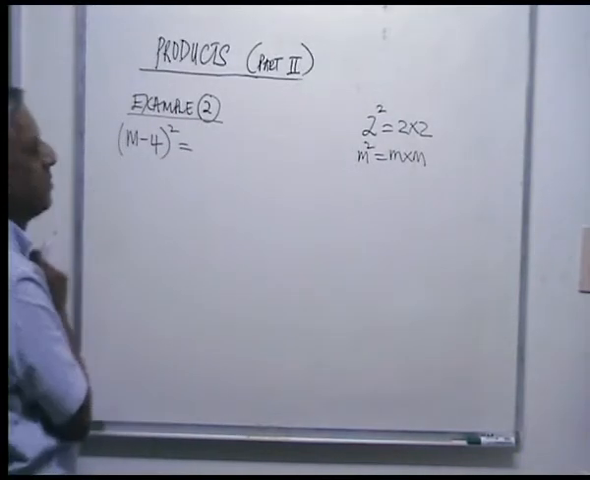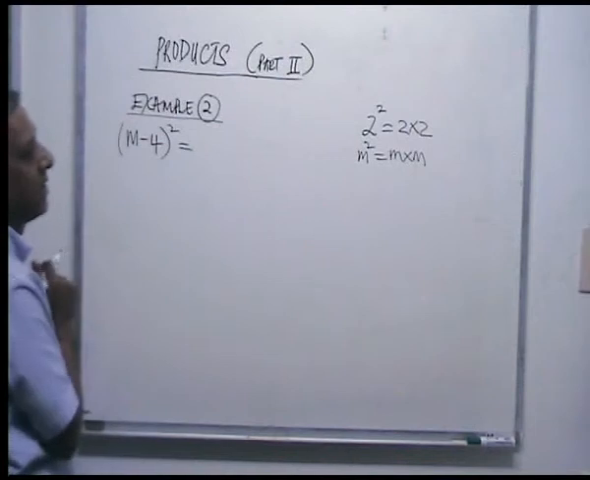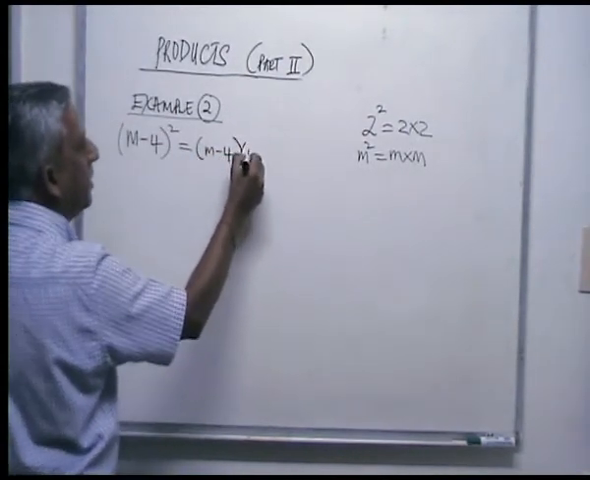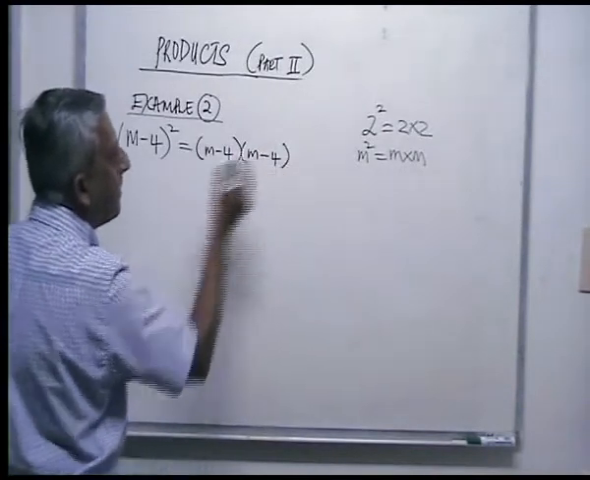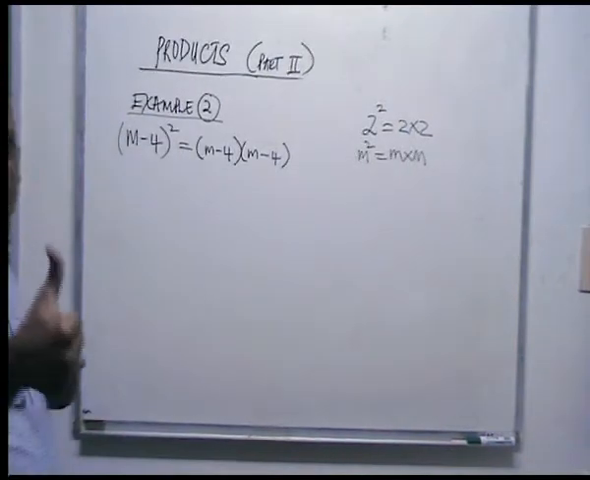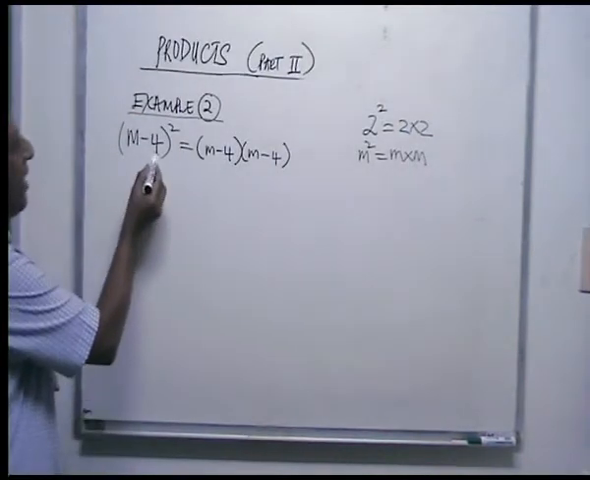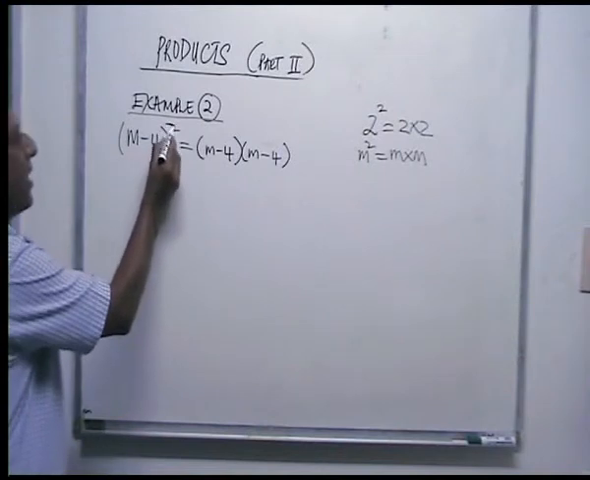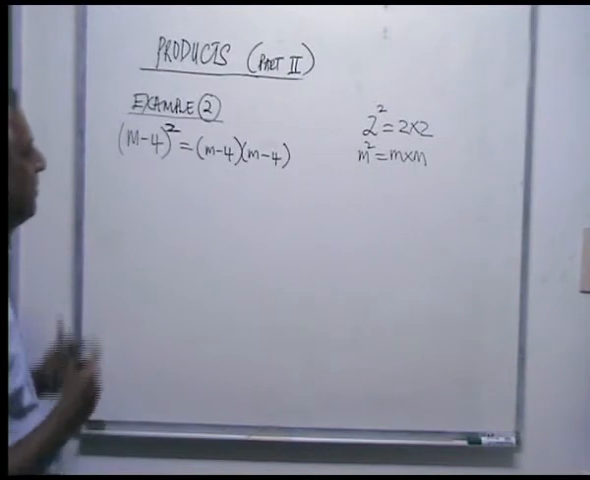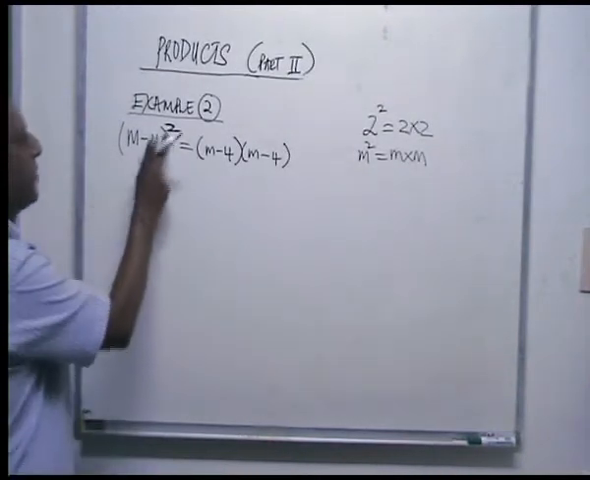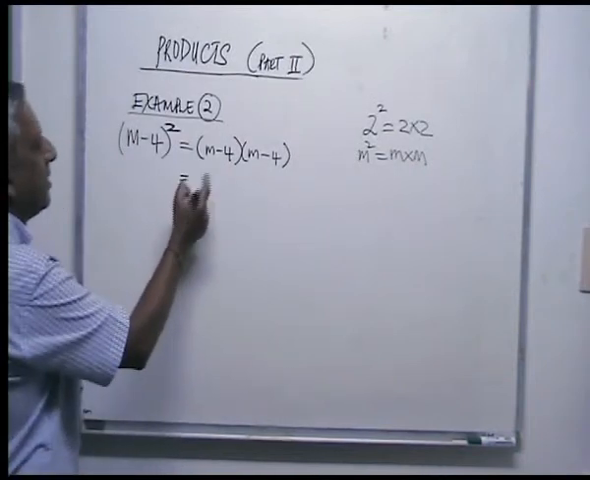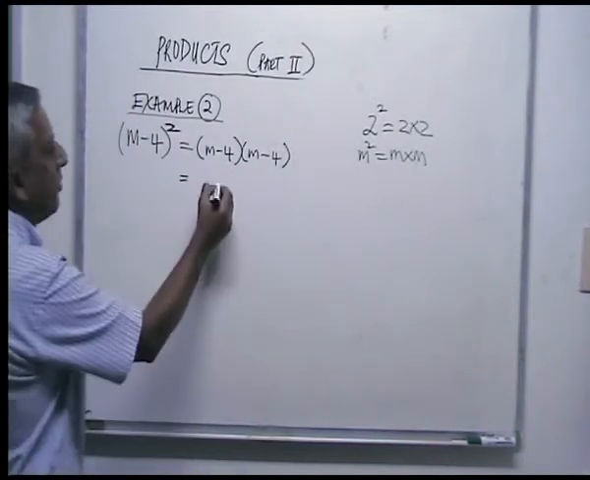Then it means this bracket must be written 2 times just like that. So that's what it means. It means write the bracket down 2 times. So to cut a long story short, if you got m minus 4 squared, therefore write the bracket down 2 times. That's all. And then after that, it's straightforward, just like what we did before.